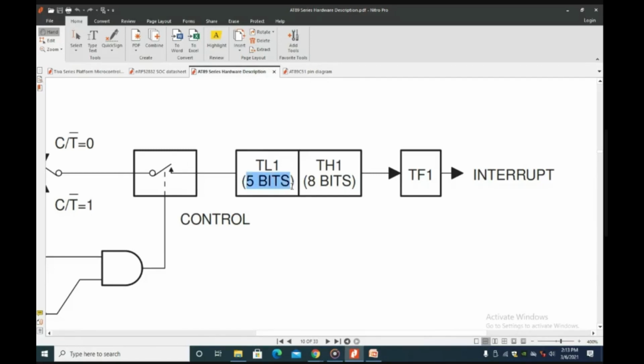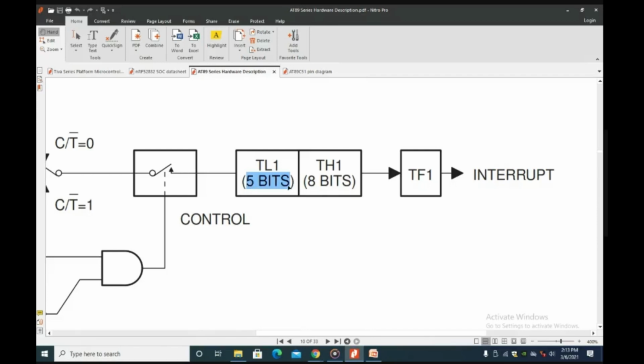TL1 has 5 bits, right? Five ones equal 32. So after 32 pulses come, all 5 bits will become 1 and TL1 will overflow. When TL1 overflows, TH1 will increment from 0 to 1. So when TH1 is 1, that justifies it is a count of 32. Am I right or not? The pulses are coming in to TL1, and because only TL1's 5 bits are used, the most significant 3 bits are not used.